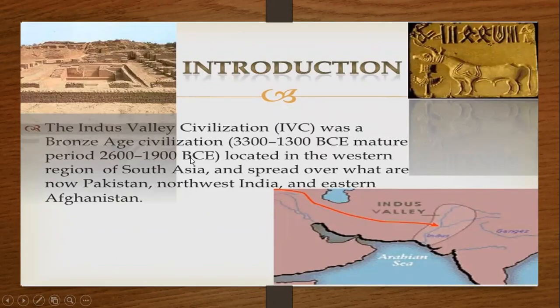The Indus Valley civilization was a Bronze Age civilization. The peak time of this civilization was 2600 to 1900 BCE, before Common Era. It was located in the western region of South Asia and spread over what are now Pakistan, Northwest India, means Delhi, and Eastern Afghanistan as well. Okay. Now you know that this Indus Valley started in 2600 to 1900 BCE, and it spread all over Pakistan, some area of India, and eastern Afghanistan.